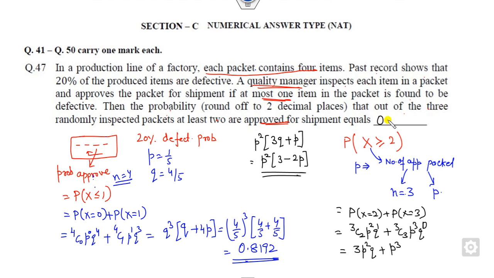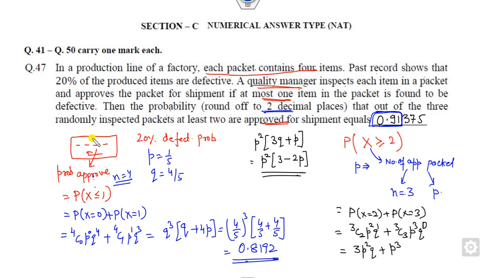So I have to write here 0.91375. You have to write up to 2 decimal places, so 0.91 is the right answer. It's a little bit lengthy, but let me recall what it is.